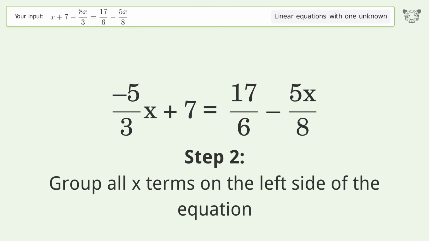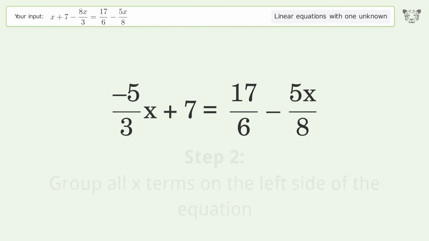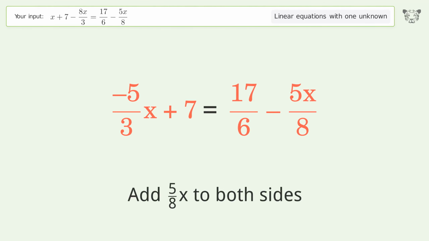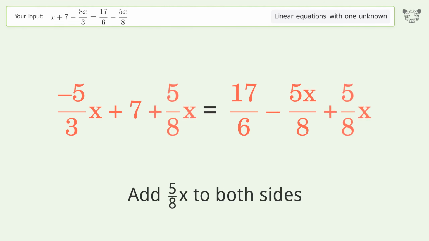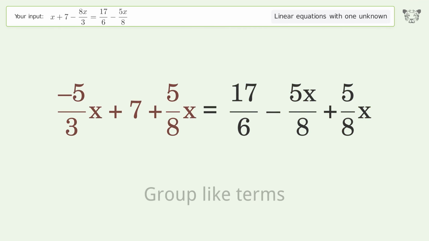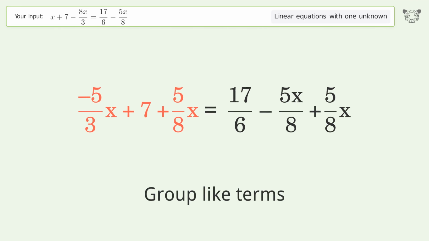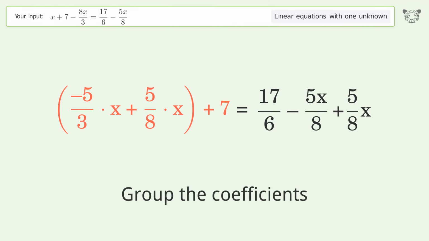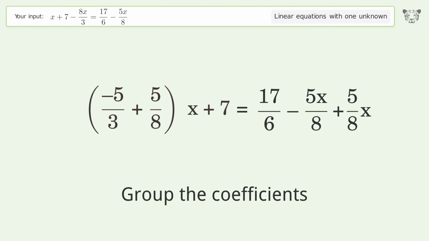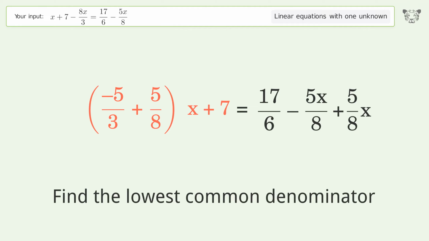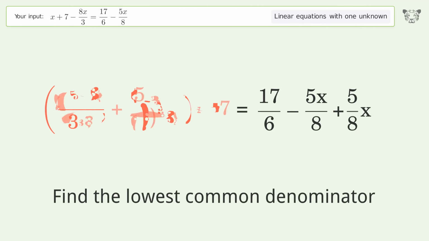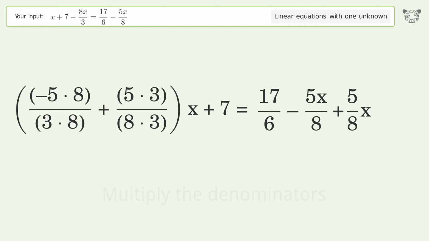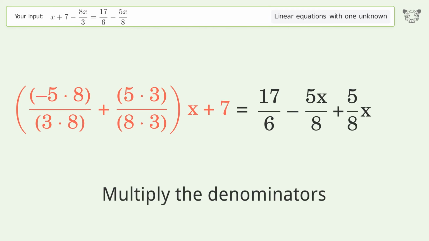Group all x terms on the left side of the equation. Add 5/8x to both sides. Group like terms. Group the coefficients. Find the lowest common denominator. Multiply the denominators.